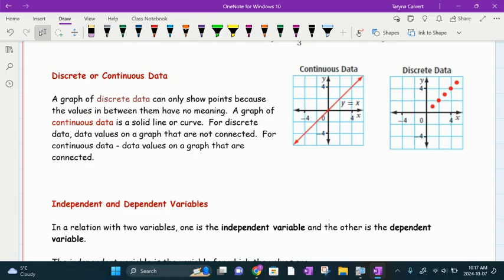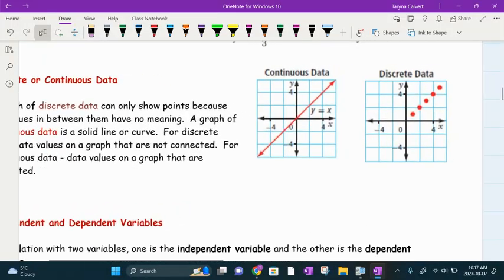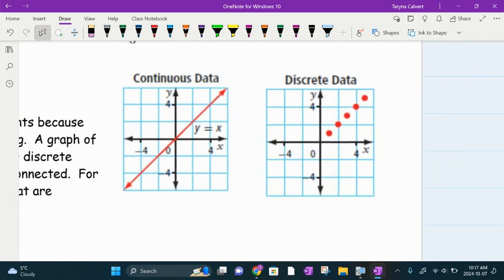If you can have half a person or half a ticket, whatever the case may be, then it's discrete, okay? Does that make sense? So does it make sense they just put points there and didn't join them? Because the points in between don't have meaning. The only time you'll join discrete data points is if you're just showing the trend of what's happening. But normally with discrete data, you do not join the points, because it shows that all the points in between don't have meaning to the context.